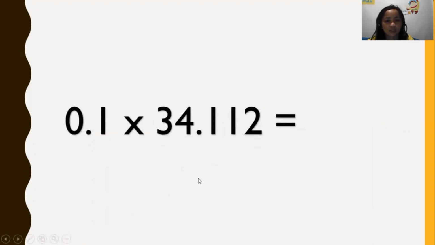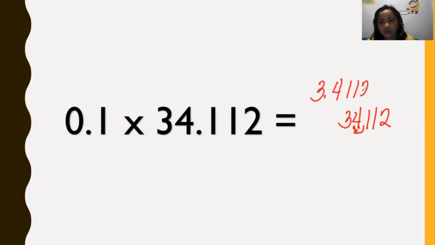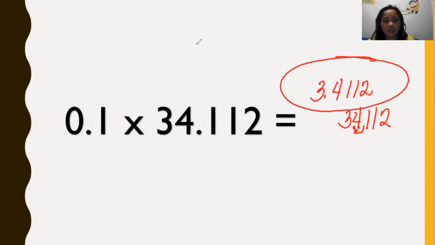Let's have another example. We have 1/10 times 34 and 112 thousandths. Ang gawin natin, gayahin muna natin yung digit. 3, 4, 1, 1, 2. Originally, nandito yung decimal point. One place, 1. So, ayun ang sagot. 3 and 4,112. Sulat ko ulit. 3 and 4,112 10,000ths is the answer.